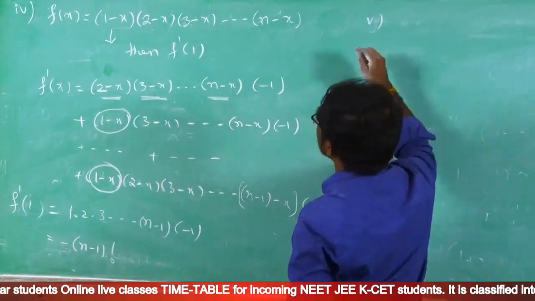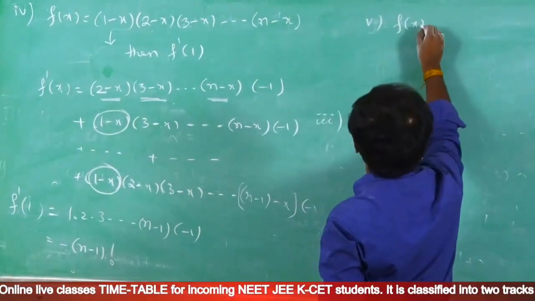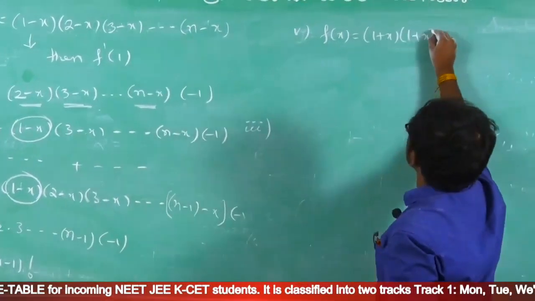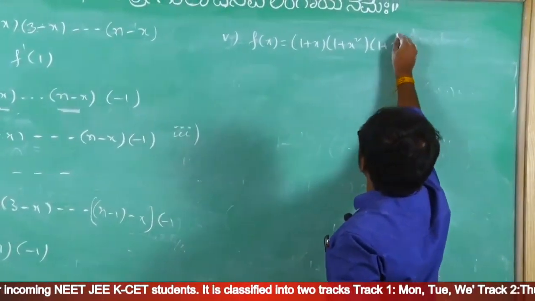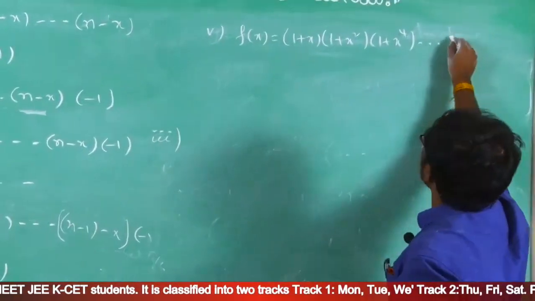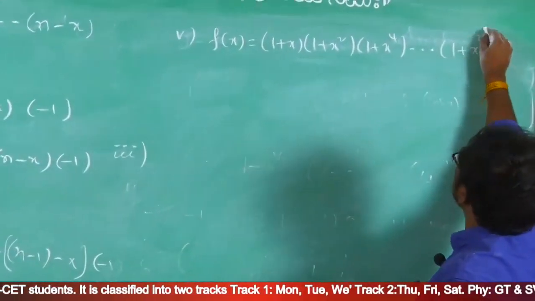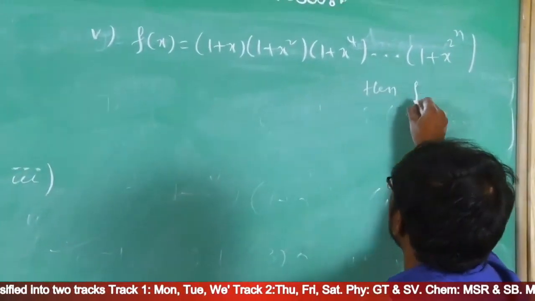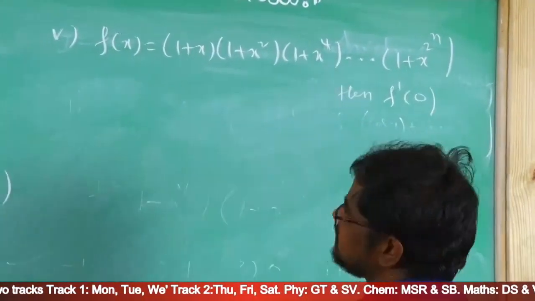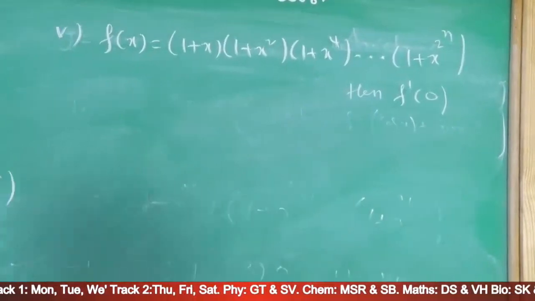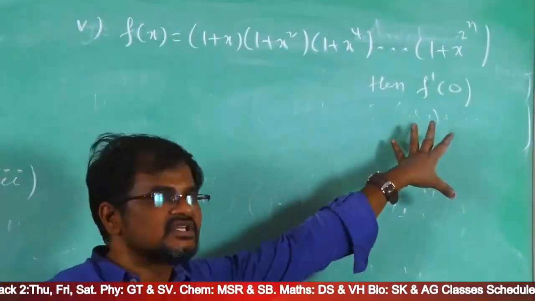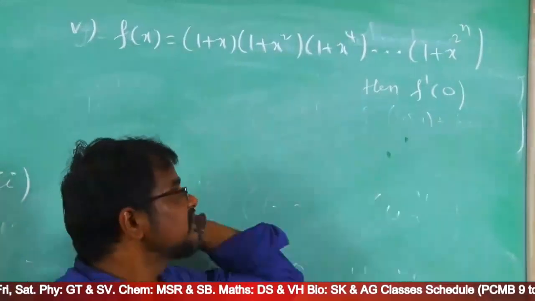Fifth problem. Suppose the same is given: f of x equal to (1 plus x)(1 plus x squared)(1 plus x to the power of 4) etc. up to (1 plus x to the power of 2 power n). Then they are asking to find f dash of 0, meaning after finding the differentiation we have to substitute x equal to 0. Here also four options are given, so we have to identify the option.